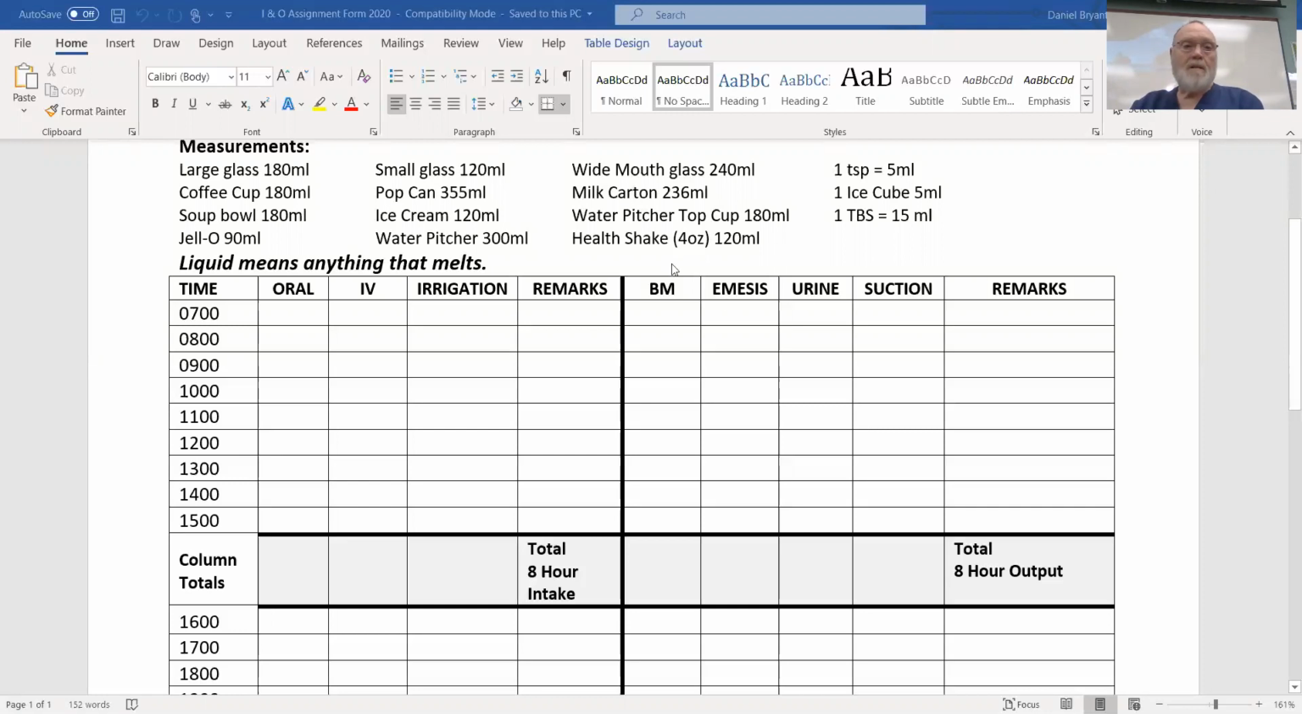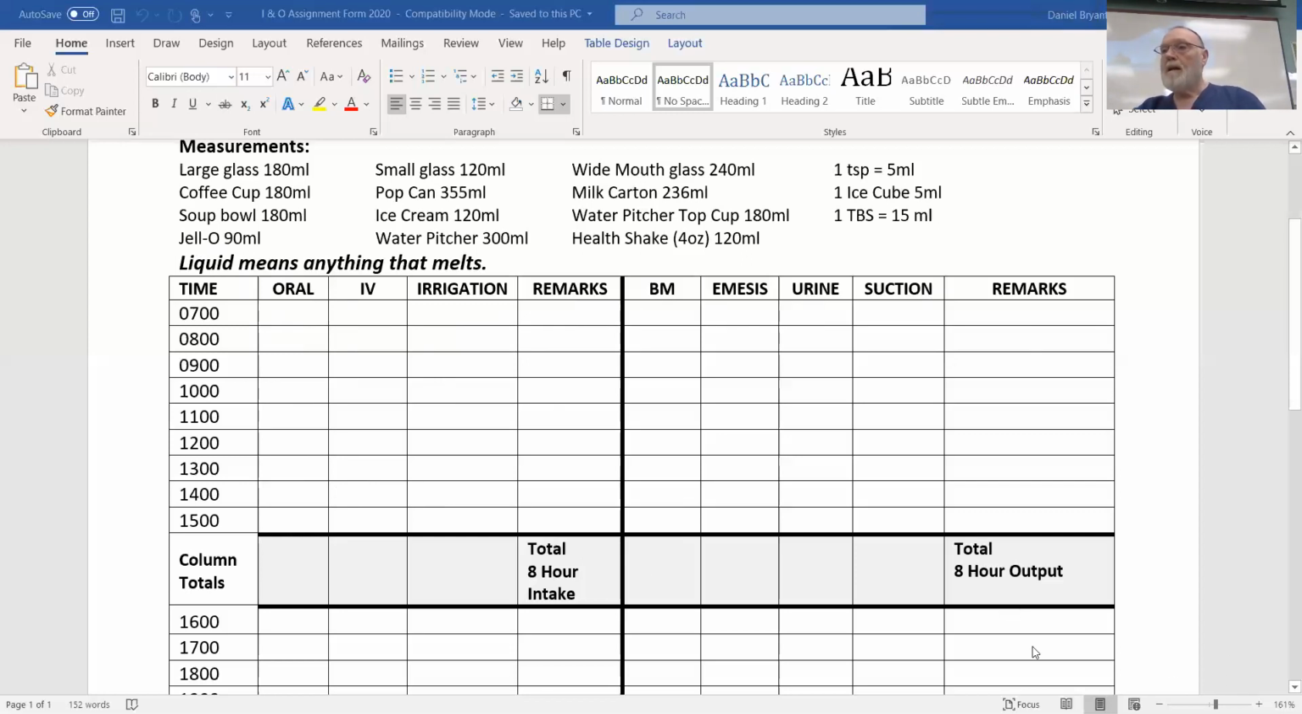As you can see here on the table, you have oral, IV, irrigation, BM, emesis. This is the output section over here. The input section is here. It's very important to get it into the right columns. So make sure everything is documented at the actual time that he did it.